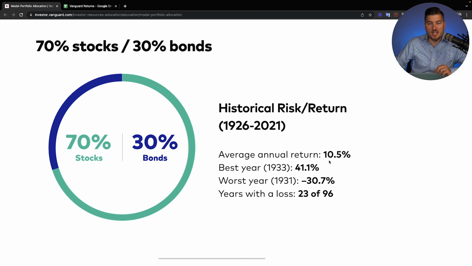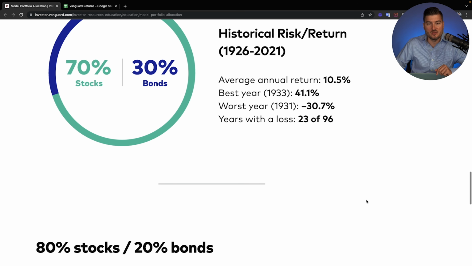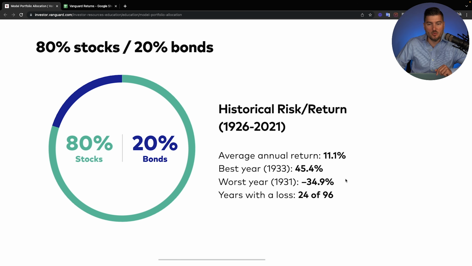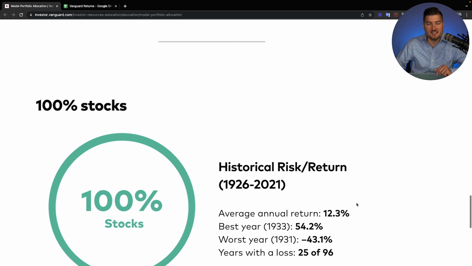So let's check out a 70-30 stock portfolio. Its average annual return is a staggering 10.5%. This is very good. Its best year was 41.1%. Its worst year was negative 30%. You can see the years with a loss is starting to creep up into the low 20s. If we go to 80-20, we have an 11.1% return. Its best year was 45.4%. Its worst year was negative 34.9%. And the years with the loss was 24 out of 96.